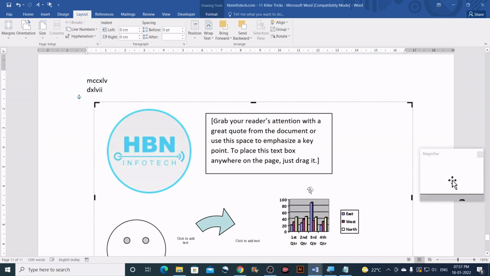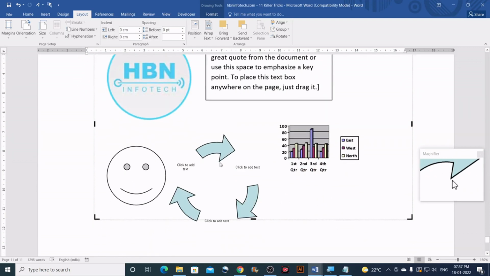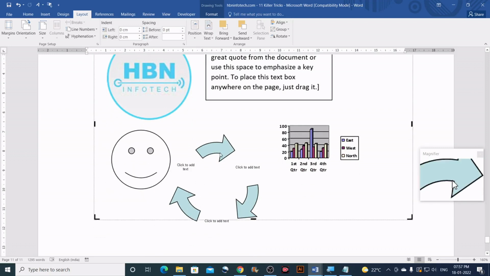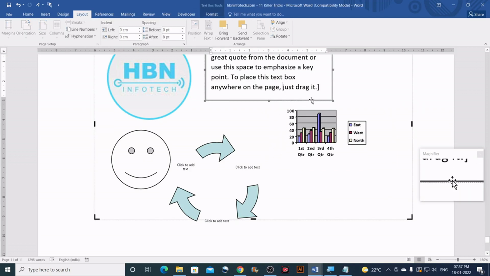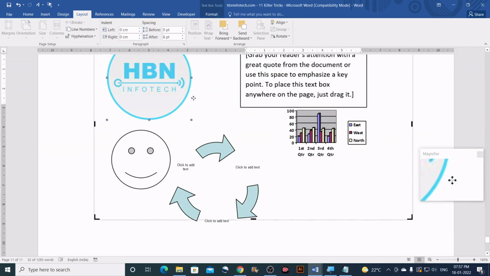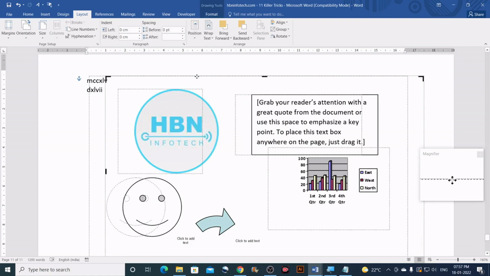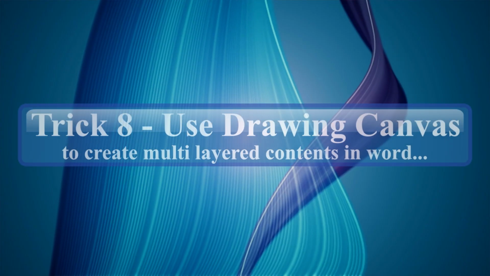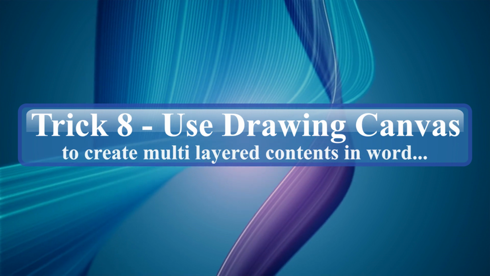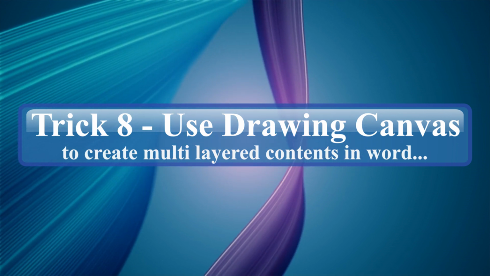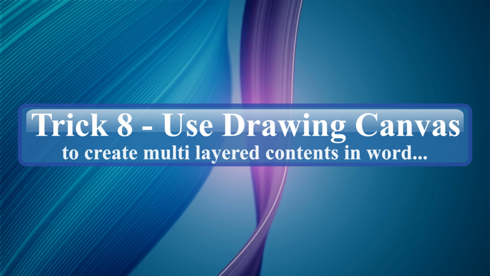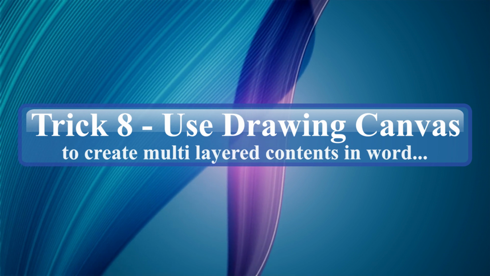Although this behaves as one single object, you can move the contents inside the drawing canvas independently, just like this. But that moves inside the drawing canvas. Now if you move the entire drawing canvas, it moves along with all the shapes inside it. There is one big advantage of using drawing canvas. That is, you can create multi-layered contents in Word. This is going to be the trick number 8.